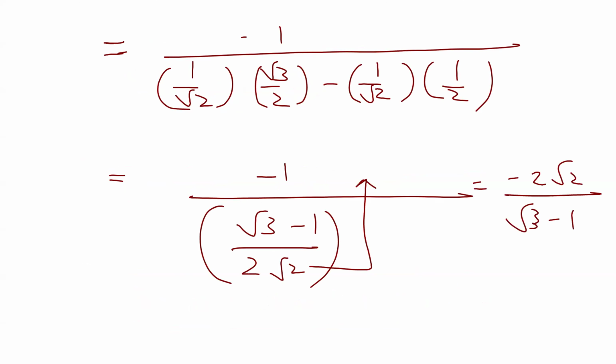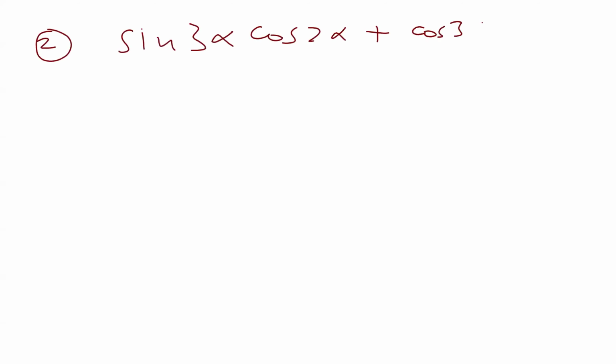Let us go to question number 2. Question number 2 says simplify as a single term. So the first one is sine 3 alpha cos 2 alpha plus cos 3 alpha sine 2 alpha. So this is A, this is B, this is A, this is B. Let 3 alpha be A.